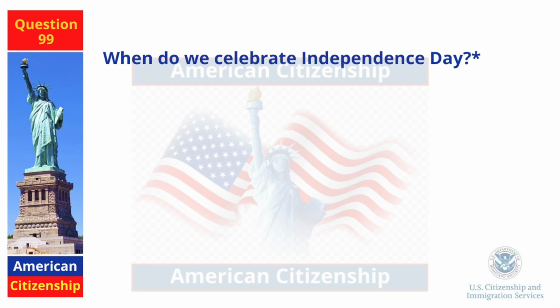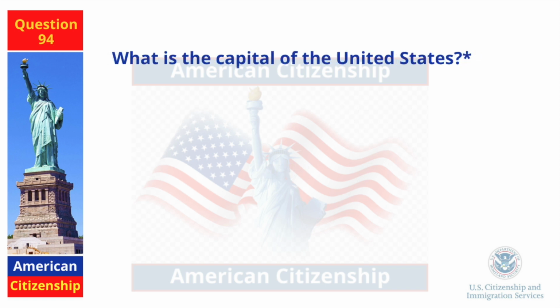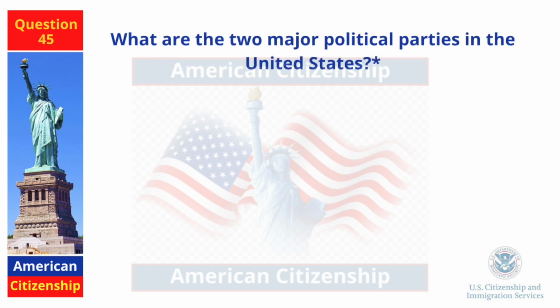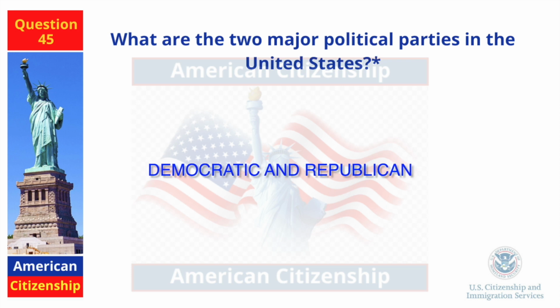When do we celebrate Independence Day? July 4. What is the capital of the United States? Washington, D.C. What are the two major political parties in the United States? Democratic and Republican.